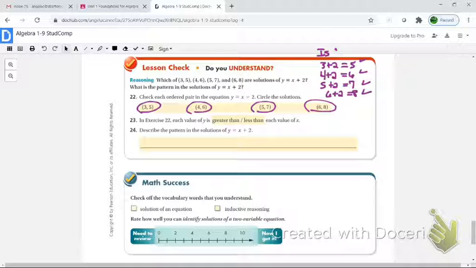Each value of y in exercise 22 is greater than or less than each value of x. Well, it looks to me like it is greater than. So describe the pattern in the solutions of y equals x plus 2. Y is the value of x increased by 2, or 2 more than the value of x. There's multiple ways to say that. Okay.